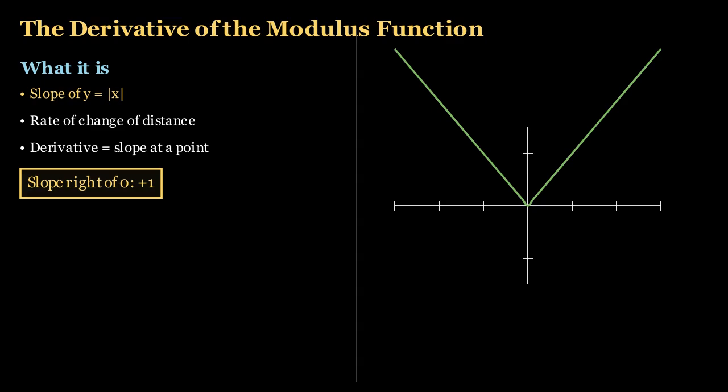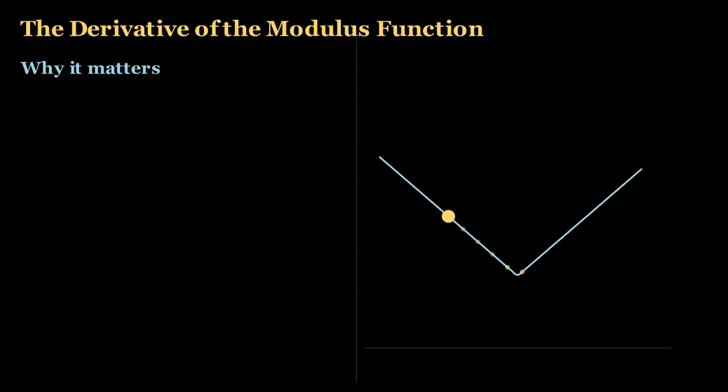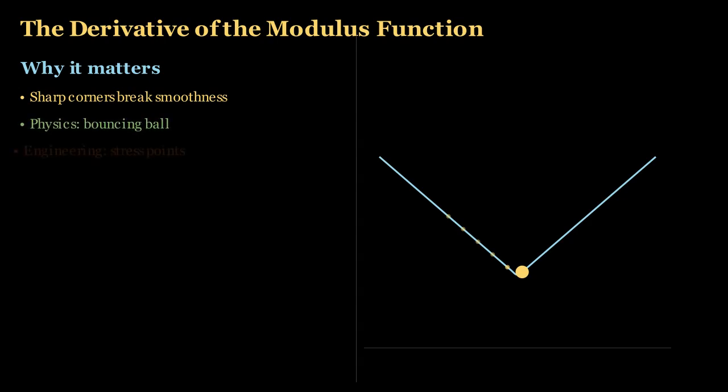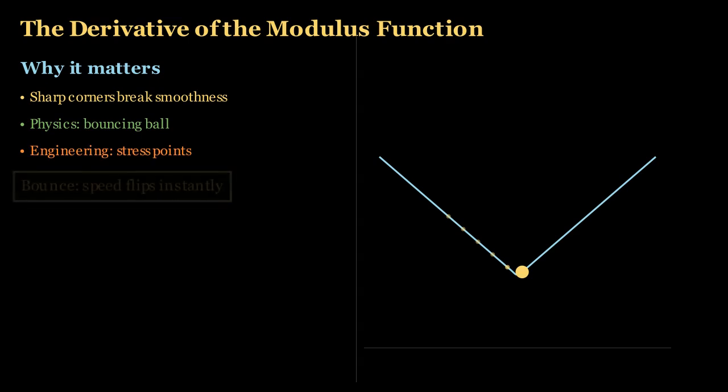Imagine you are watching a ball bounce straight down onto a hard floor. Its distance from the floor decreases, then instantly changes direction and increases. The graph of distance over time has a V-shape, just like our modulus function. At the exact moment of the bounce, the ball's speed is not a single number, it changes from downward to upward instantly. In physics, this means the velocity is undefined at that instant.